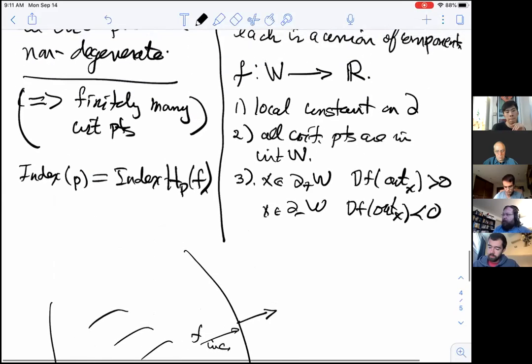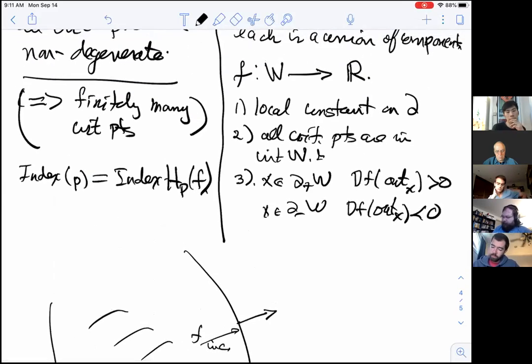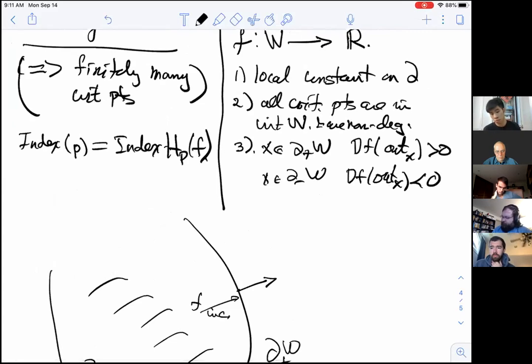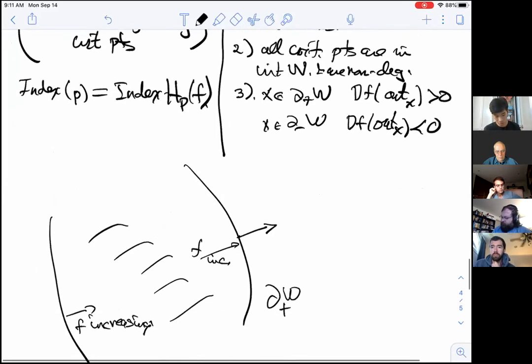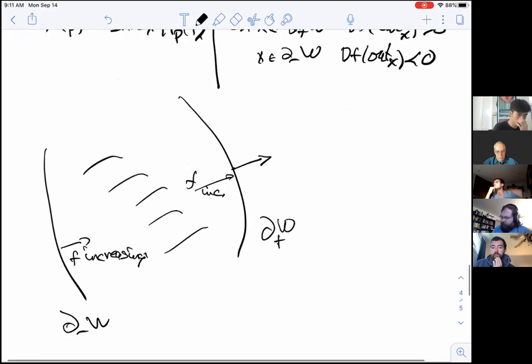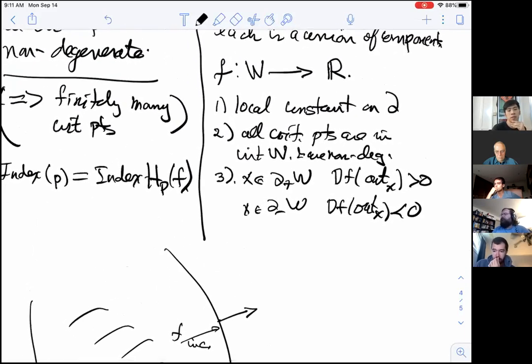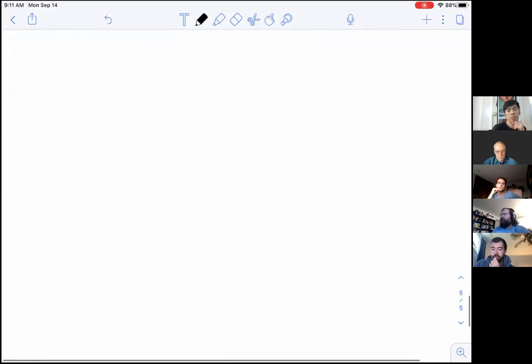Okay. All critical points are in the interior of W and are non-degenerate. So this is a Morse function in the sense that all its critical points are non-degenerate. In addition, the function is locally constant on the boundary, and that gives us a division of the boundary into those points where the function is increasing as you approach the boundary, and those points where the function is increasing as you move away from the boundary. The former are boundary plus of W, the latter are boundary minus of W. So functions on manifolds with boundary have these restricted properties near the boundary.